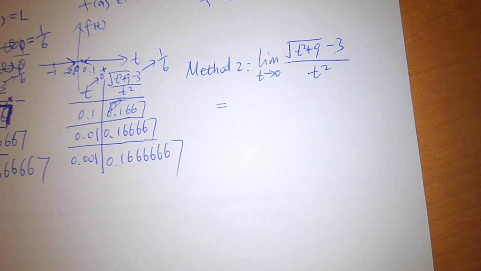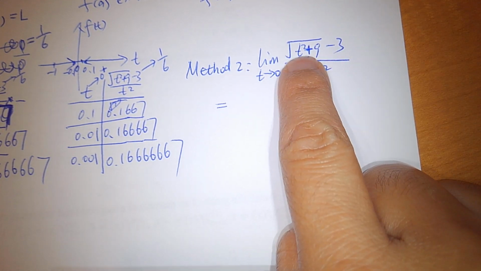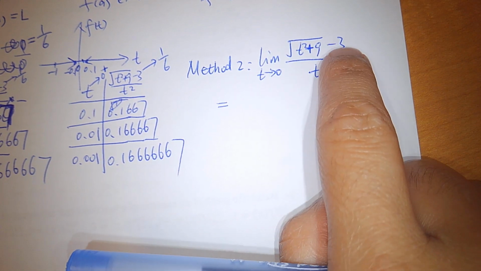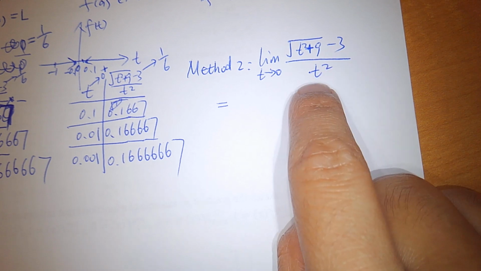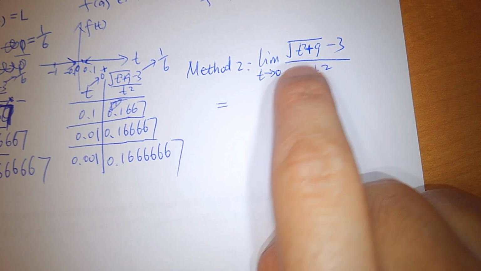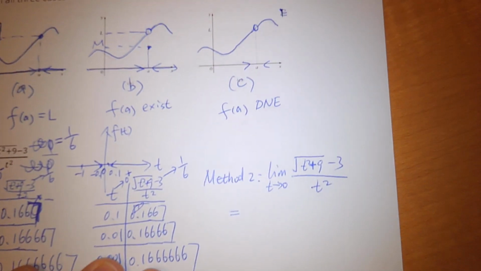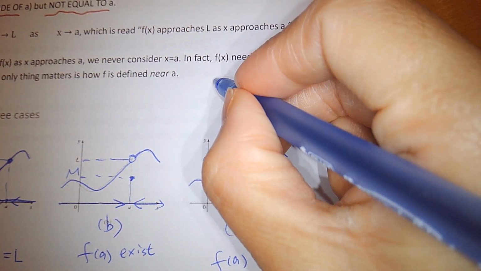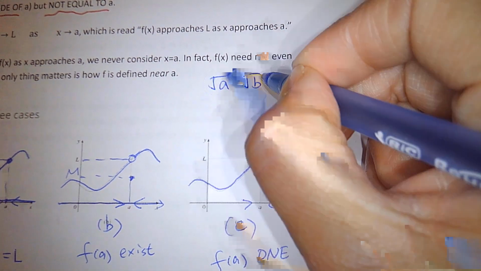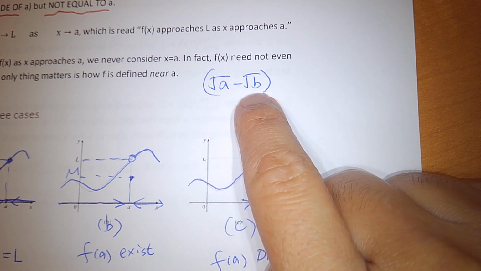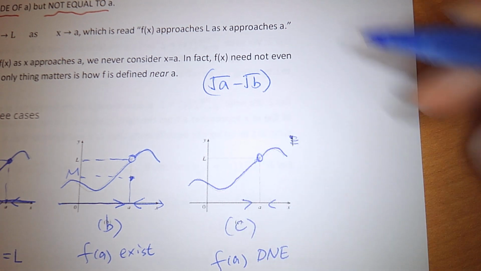On the top, under the square root we have t squared plus 9. We also have a 3 there. On the bottom we have t squared. Do you still remember the concept of conjugate? I'm going to write it here. What's a pair of conjugates? Say we have the square root of a minus the square root of b. What is the conjugate of this expression?